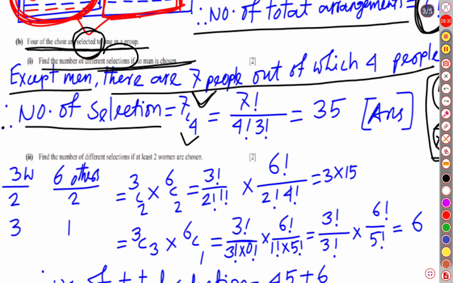For selection we use the combination formula, and the total number of people is 7 and we are choosing 4. So it will be 7 choose 4. Then 4 people should be chosen from 7. It's not arrangement at all.